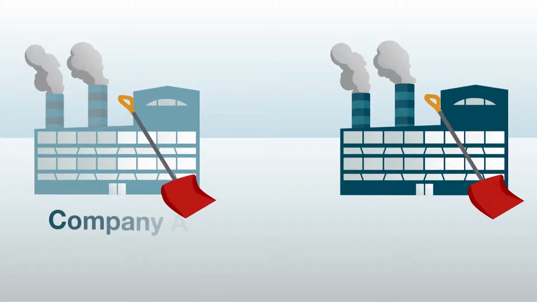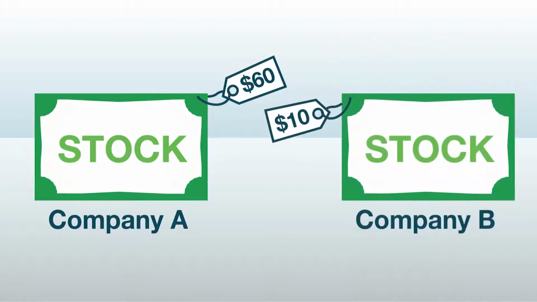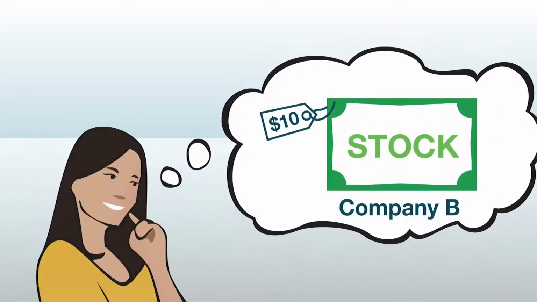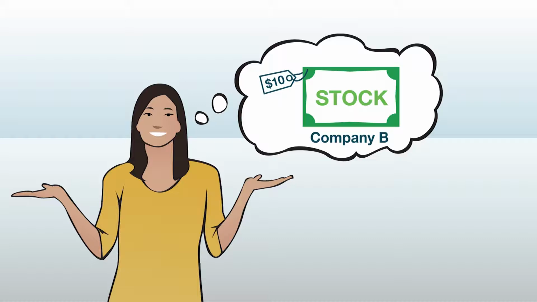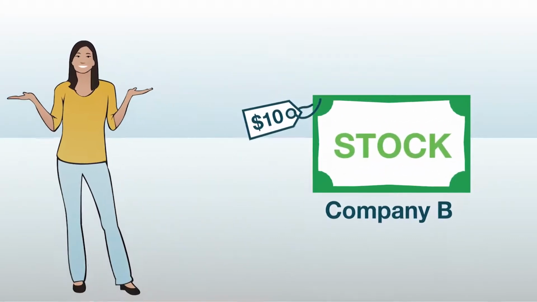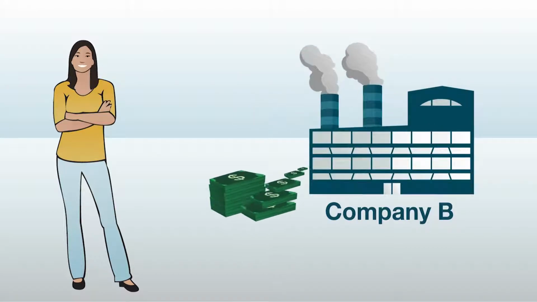Company A is trading for $60 per share, while Company B is trading for $10 per share. A new investor might assume the $10 stock is the best value because it's the cheapest, but this isn't necessarily true. A low share price does not mean a stock is undervalued. A stock is considered undervalued when its price is low relative to the amount of money the company earns, rather than compared to the price per share of similar companies.